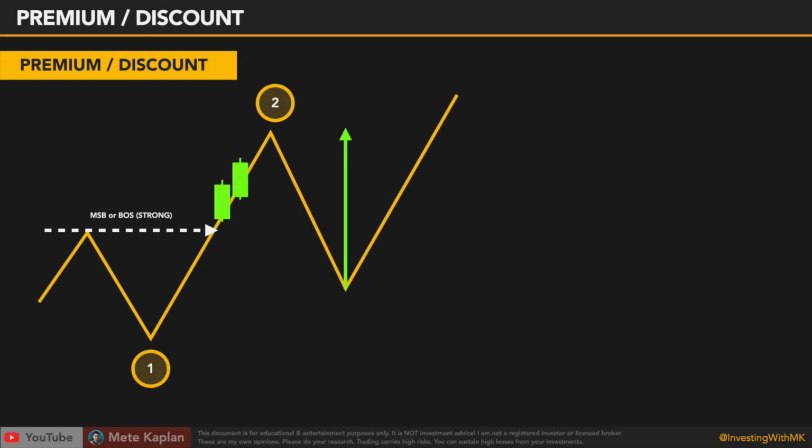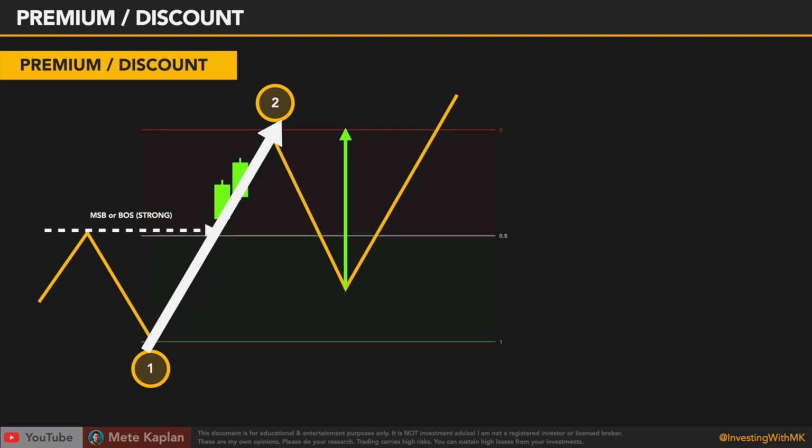First of all, let's remember what the premium and discount zones were. When a market structure break-off structure happens, it creates tradable zones. What you do is simply draw a Fibonacci or gain box tool from the most significant low to the most significant high. This gives us tradable zones.